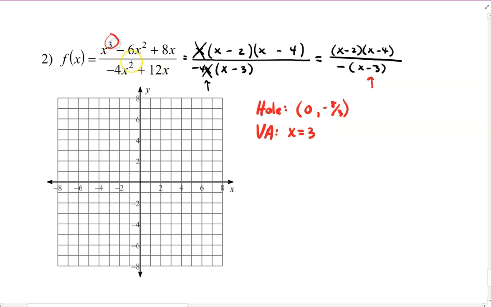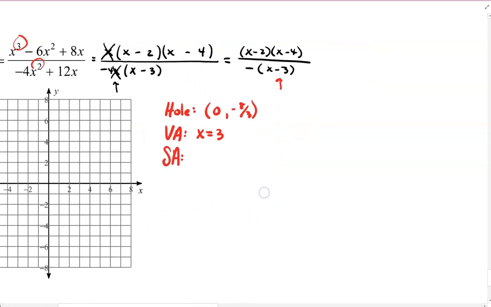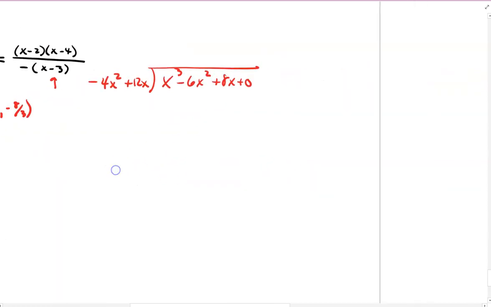Because this degree is larger than this degree by 1, I know there's no horizontal asymptote, but apparently there's going to be a slanted asymptote. So if I take the equation x cubed minus 6x squared plus 8x plus 0, I can use long division and divide that by -4x squared plus 12x. Can't use synthetic division here. I've got to go with long division.